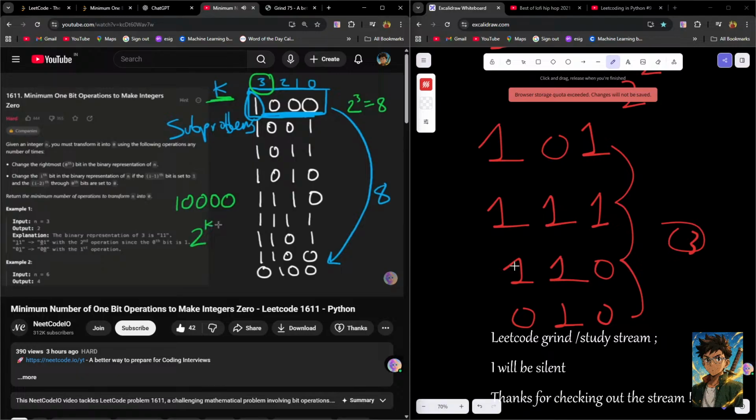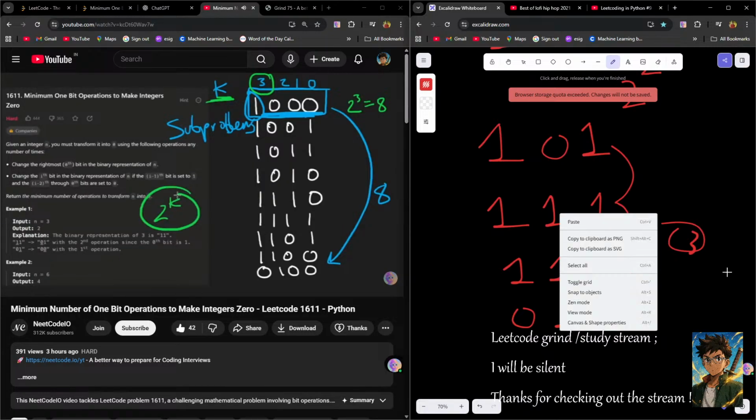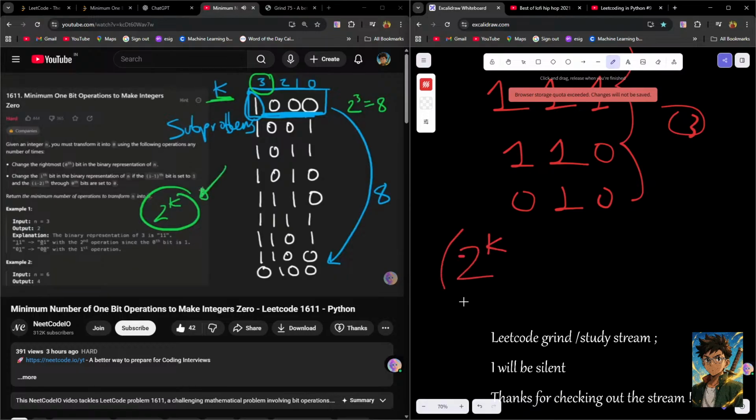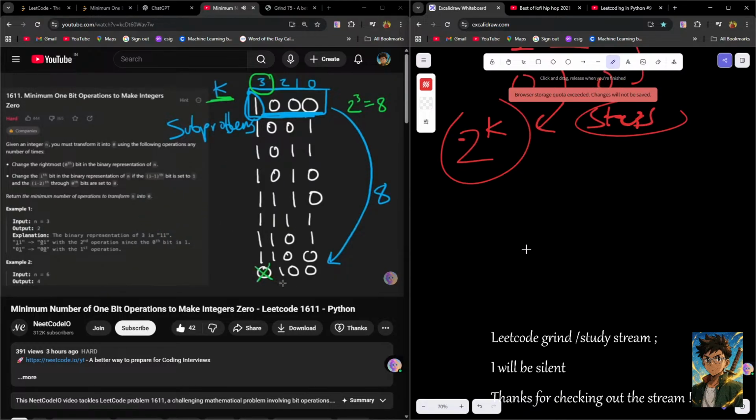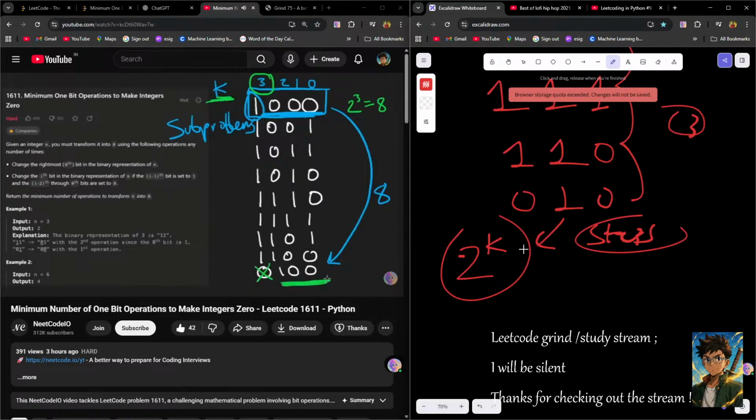Think of it as that, because 2 to the power of 0 is equal to 1, 2 to the power of 1 is equal to 2, 2 to the power of 2 is equal to 4, etc. So whatever number we have, if we have a power of 2, the number of steps it takes to remove the most significant bit is 2 to the power of k. But that's not solving the entire problem. That just removes the most significant bit, and then we have the remainder left over. What's the remainder going to look like?